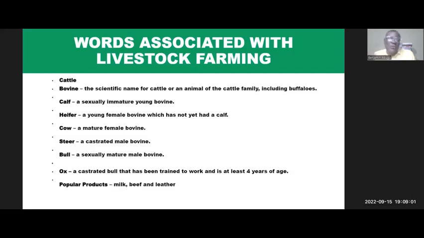Then the popular products we can get from raising or rearing cattle will be milk, beef, and leather. Of course, we can also use the bones for things like buttons and so on and so forth.